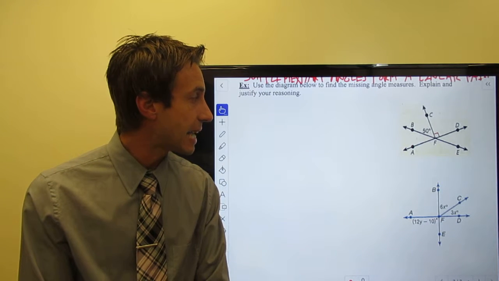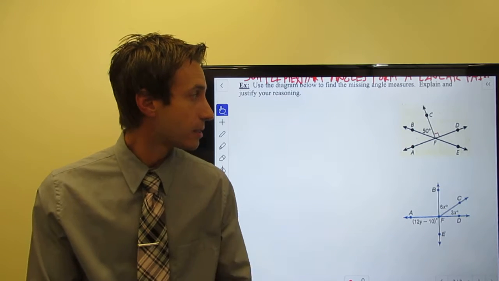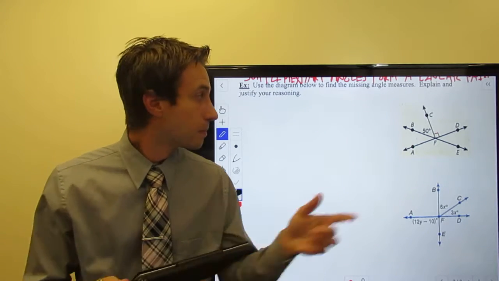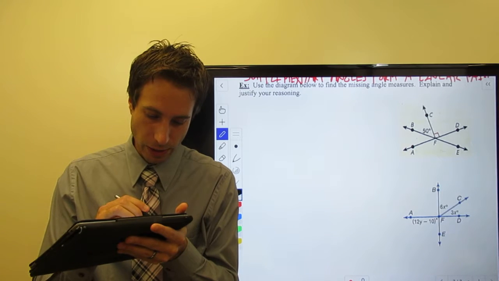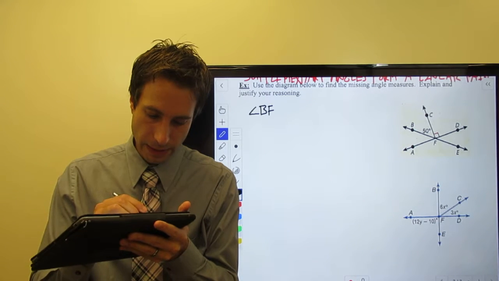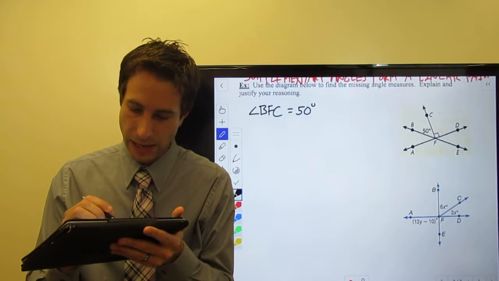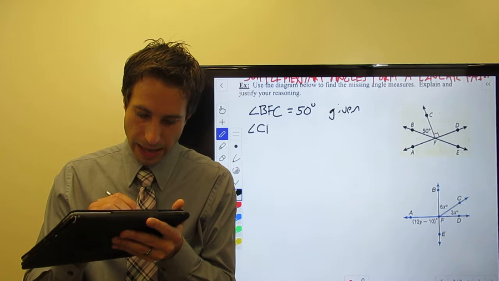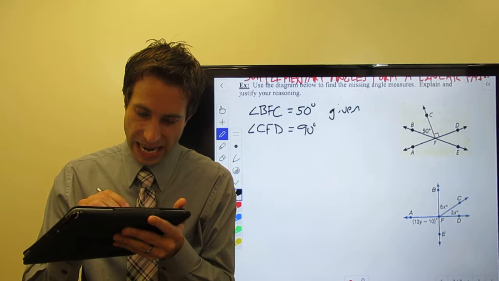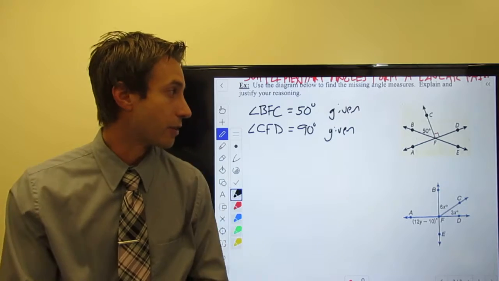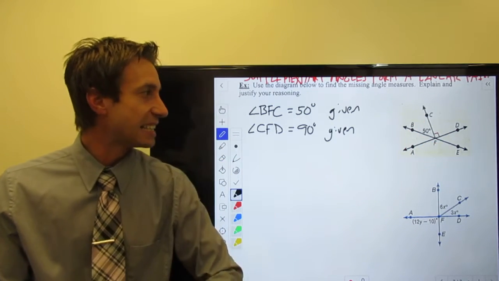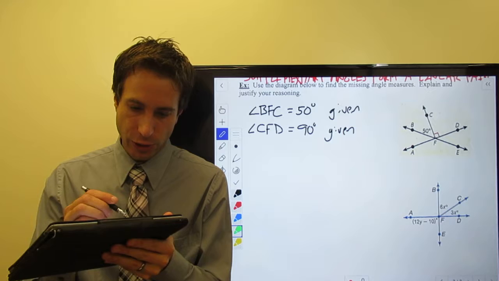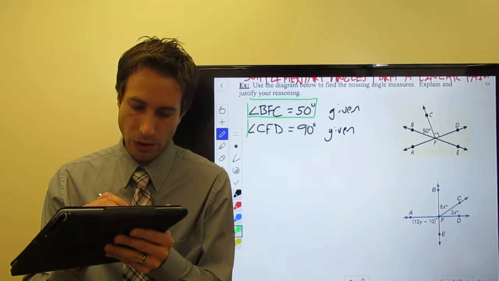Okay, so what I'm told is that angle BFC is 50 degrees. So angle BFC is equal to 50 degrees. That's given. I'm also told that angle CFD is equal to 90 degrees. That was also given. This one, CFD, is 90 degrees. That's what that little square there in the corner means. It's a right angle, or 90 degrees. So both of those were given to me. Those are angles I don't have to find. I was already given those.